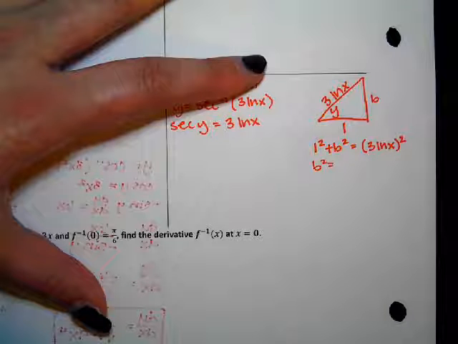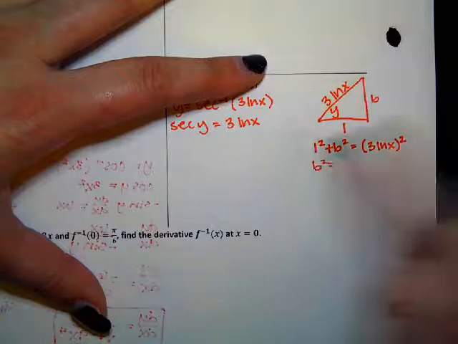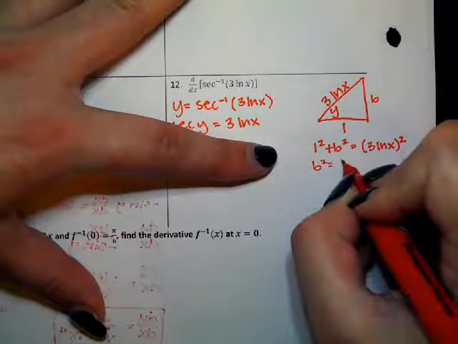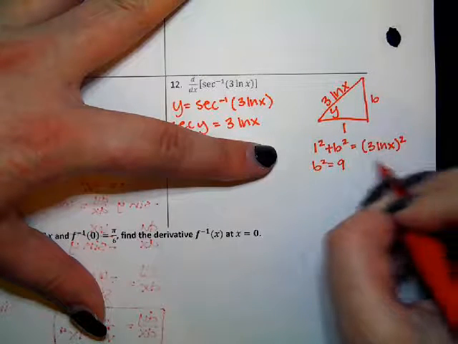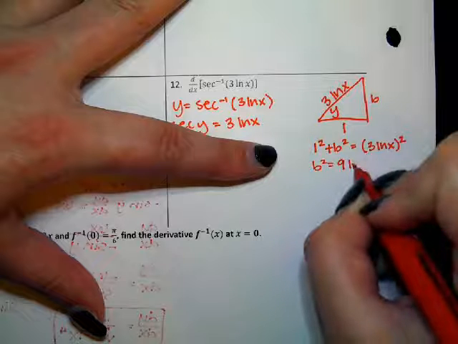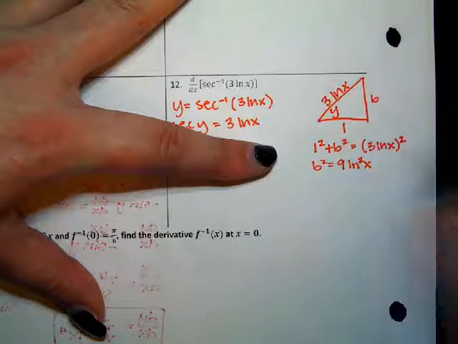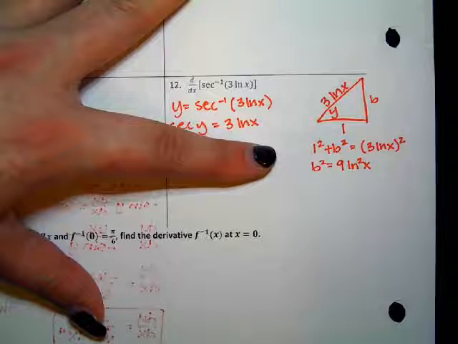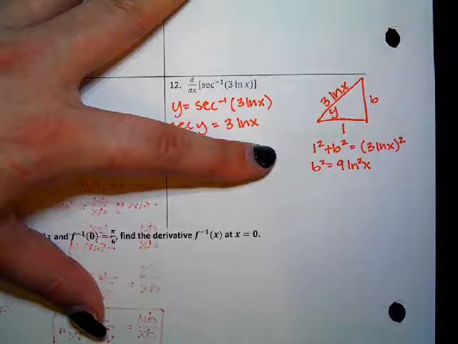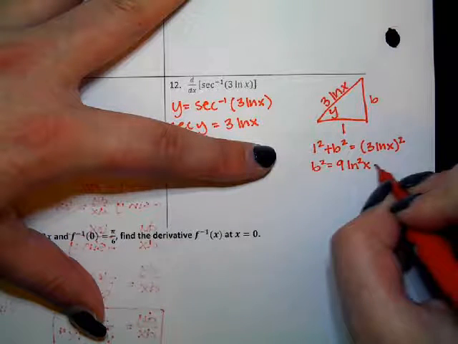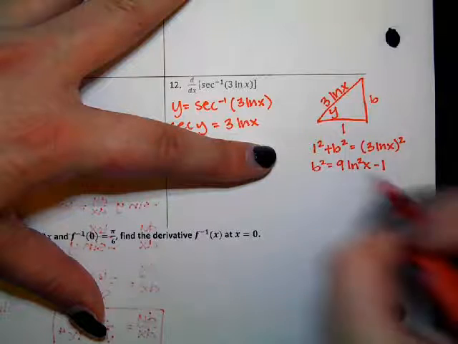9 ln x squared minus 1. So the way that they would write it is they'd say 9 ln squared x. That way we can avoid writing parentheses, kind of like sine squared x or cos squared x. 9 ln squared x minus 1. And then, so what is b?